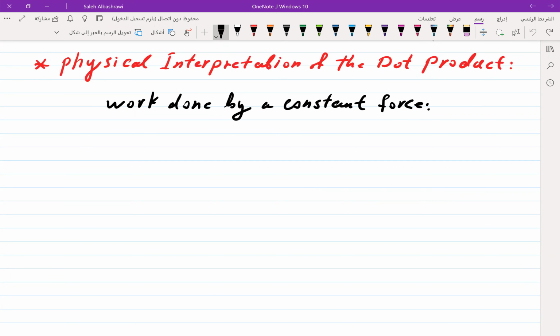Let's speak about finding the work done by a constant force. The work done by a constant force is given by F dot D, where F is a constant force and D is just the displacement or the distance of a moving object from one point to another point. So the work done can be given as the dot product of the force and the displacement.